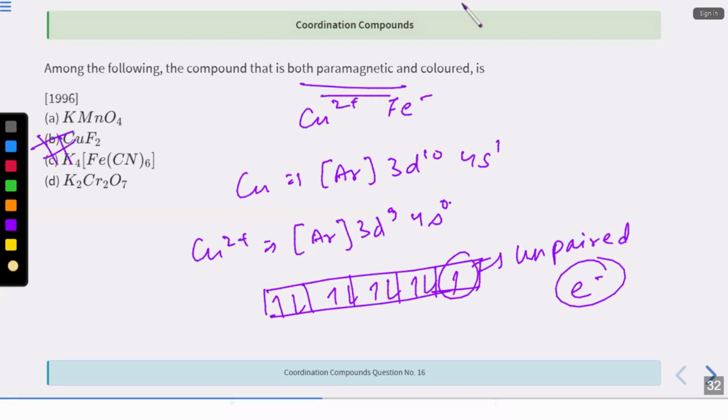So CuF2 is an important compound. It is both paramagnetic and colored. But please study the chemistry of these two compounds. These two compounds are far more important than this one because they are directly asked in JEE Mains. I hope you got why it is paramagnetic: it will lose two electrons in the 2+ state and become paramagnetic. So B is the right option to this question.